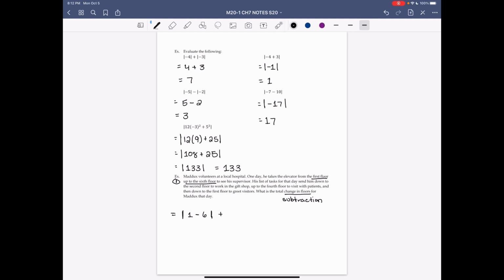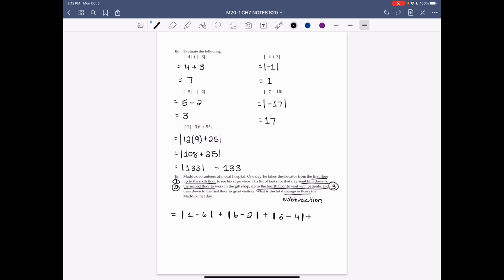He goes down to the 2nd floor. That's our second absolute value. He goes from floor number 6 to floor number 2. We're going to add the next one. He goes from floor number 2 up to the 4th floor to visit with patients. That would be our third absolute value. From floor number 2 to floor number 4.